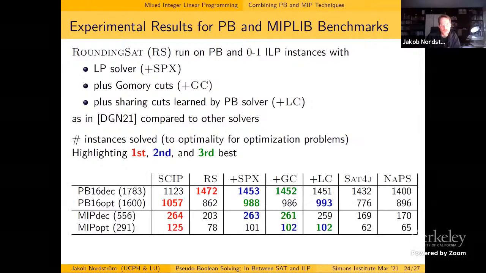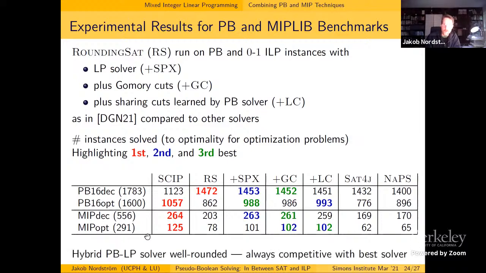Let's compare to some other benchmarks. So if we look at the pseudo-Boolean competition benchmarks, decision and optimization instances, and some MIPLib instances, again, decision and optimization problems, then, well, I guess we don't get the performance that we were hoping for. But at least the hybrid solver is always second best. So if you had to pick one solver, then you shouldn't pick the pseudo-Boolean solver, you shouldn't pick the mixed MIP solver, you should pick our hybrid because it's always reasonably good.